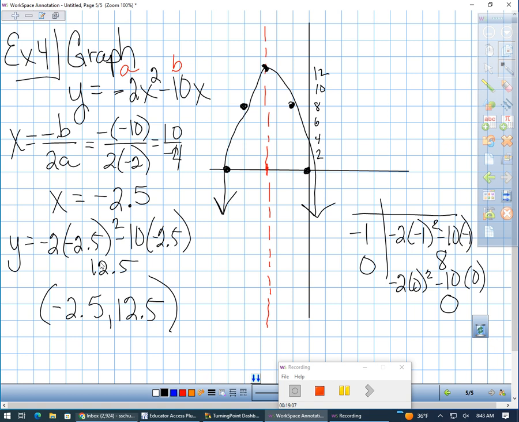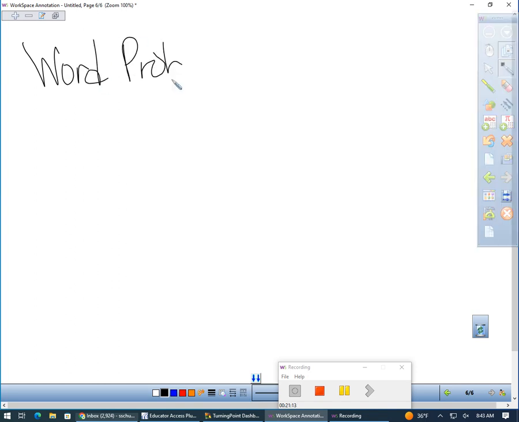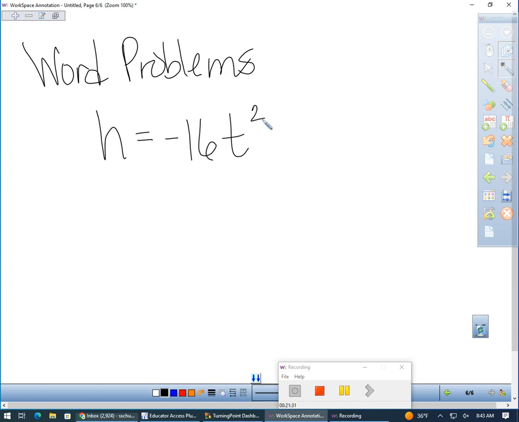So you have a couple word problems. In our word problems today, when we set them up, we're going to have H equals. Your first term is always negative 16, T squared. That negative 16 represents gravity.